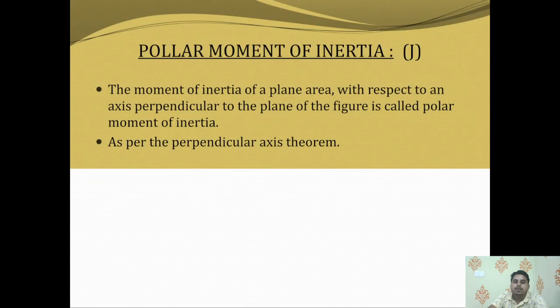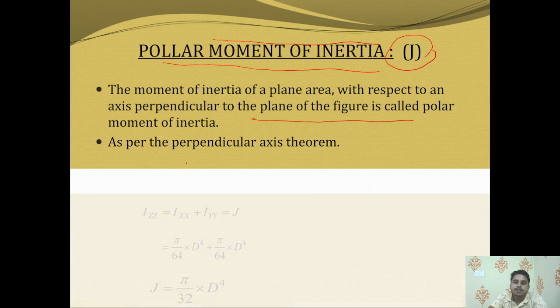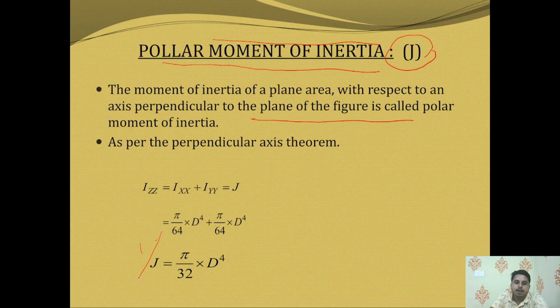Now another terminology which is important in terms of torsion is the polar moment of inertia. You may not know what moment of inertia actually is. The polar moment of inertia is defined by capital letter J. The moment of inertia is actually the resistance of a plane area with respect to an axis perpendicular to the plane of the figure, and it is called the polar moment of inertia, as per the perpendicular axis theorem. You have to remember just this: the polar moment of inertia for a circular shaft is equal to pi by 32 into d to the power 4. If hollow sections come into account, then the diameter will be different.